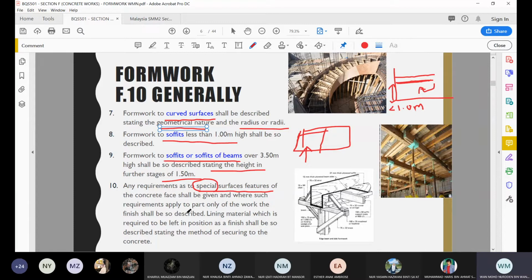where such requirement applies to part only of the work, finish shall be so described. Okay, perlu dinyatakan lah maksudnya. Okay, ada nampak pattern yang berbeza daripada biasa, kita perlu state.